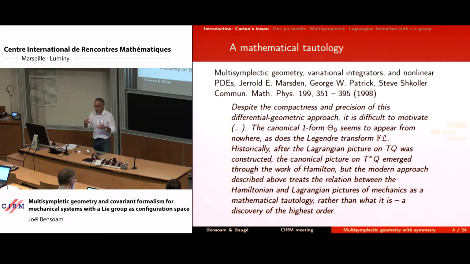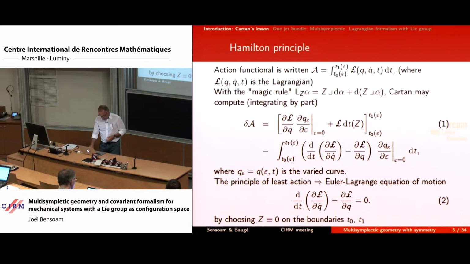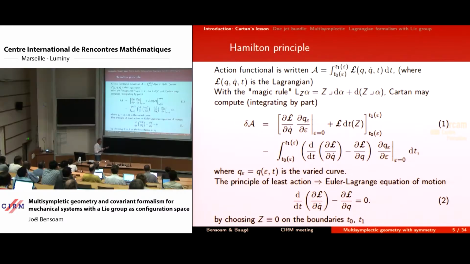So I will try to make a sort of historical construction of all these things, and we will see how it works when we now have more than one independent variable. So let's go back, so I can make a drawing somewhere.